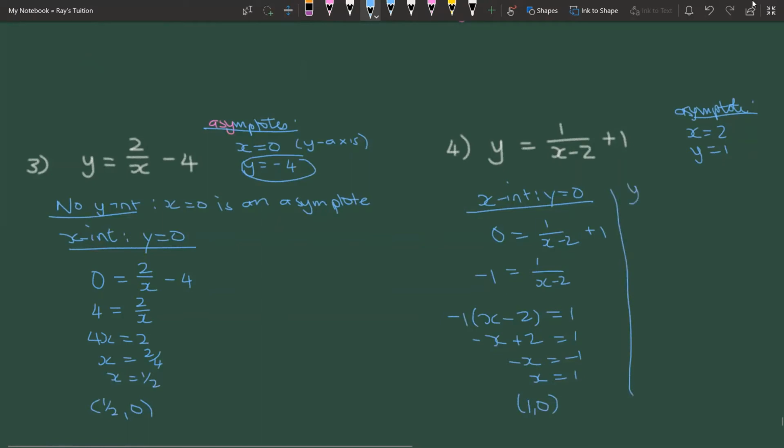For our Y-intercept, we make X equal 0. So this here is Y is equal to 1 over 0 minus 2 plus 1. So it's minus a half plus 1, which is a half. So our Y-intercept is (0, 1/2). Please have a look at this video carefully to understand the X and Y intercepts of the hyperbola. If you are unsure on how to calculate your asymptotes, please watch our previous video first.